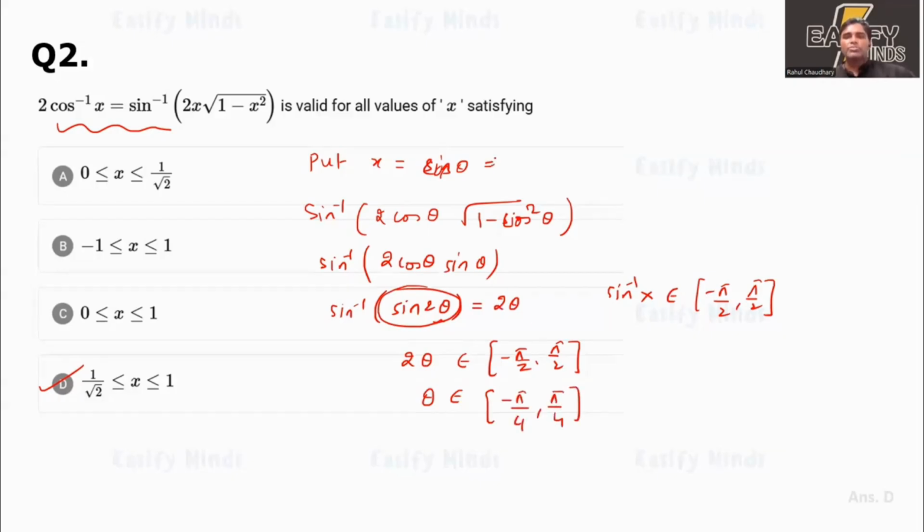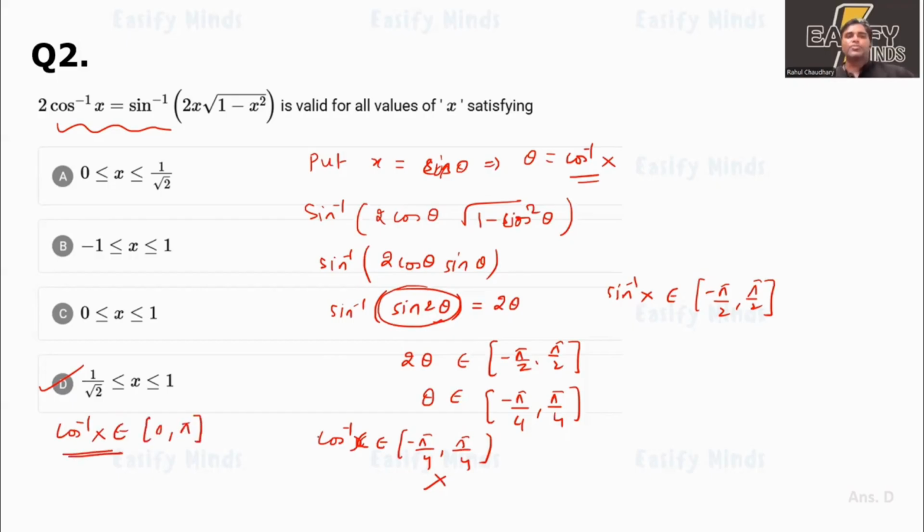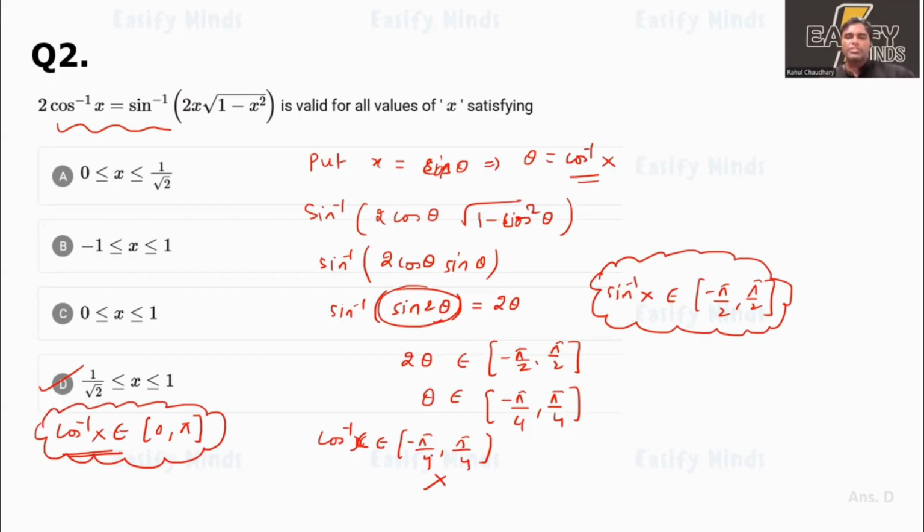Now what is my theta value here? Cos inverse x. So cos inverse x will belong to minus pi by 4 to pi by 4, which is not true. Why not true? What is the range of cos inverse? 0 to pi. This is the range of cos inverse and this is the range of sine inverse. Many times we have done in the classes. But here minus pi by 4 to plus pi by 4, that it will not accept. Minus pi by 4 to 0 will not accept. So automatically cos inverse x will be 0 to pi by 4.